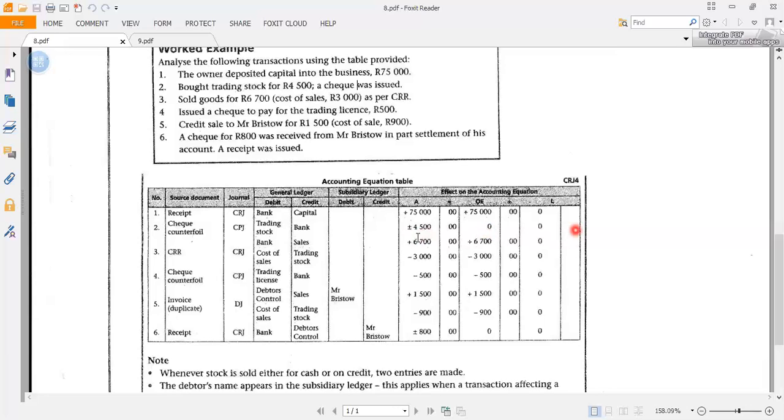Let's double check to see. Plus minus 4,500 is equal to 0. 0 under O, 0 under L. Does it make sense? A is equal to O plus L? Yes. Let's look at number 3.